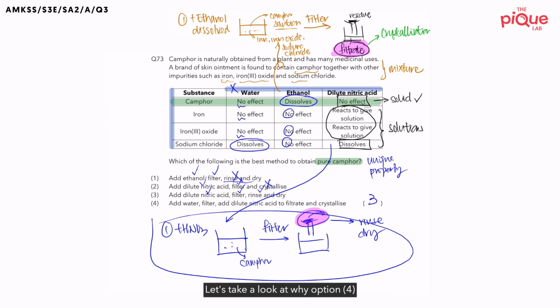Let's take a look at why option 4 is not a better option or why it is wrong. Here we add water, alright, we add water, only sodium chloride dissolves. And then we filter it, and they say we add dilute nitric acid to the filtrate. What is the filtrate? For the filtration with water, we will get the filtrate, which is sodium chloride, because that is the only one that has dissolved. So since sodium chloride is the one that dissolved at the end of the day, are we going to be able to obtain camphor? No, because camphor is not inside the filtrate. So this is why option 4 is wrong.